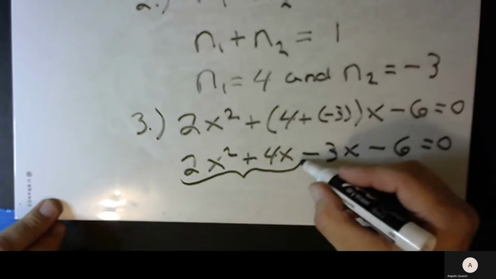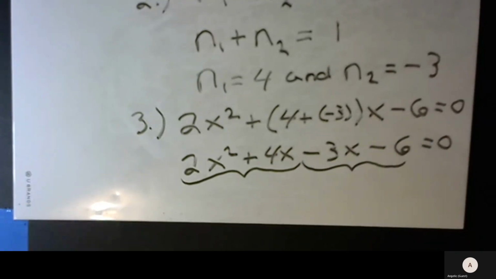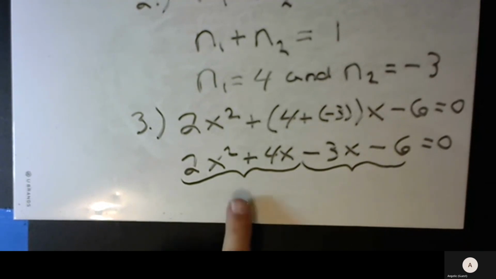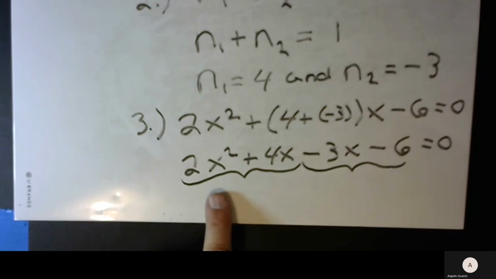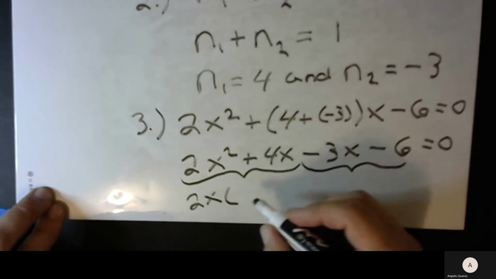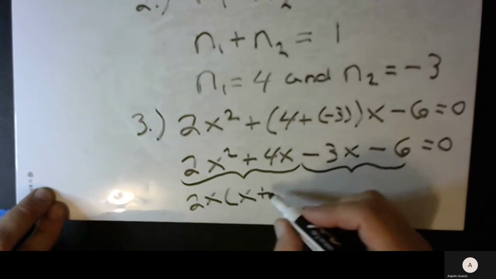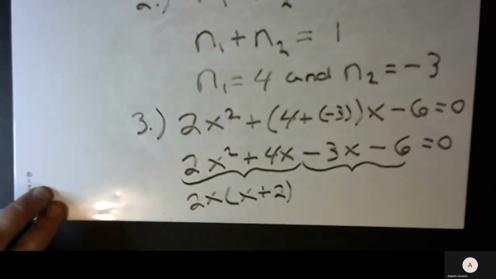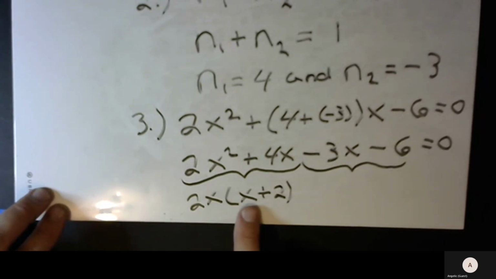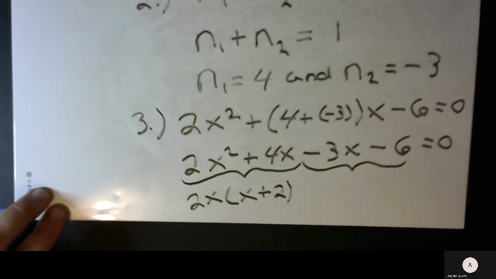Let's group these two terms. We'll group these two terms. What can we factor out of these two terms? Well, this first group, we can factor a 2 and an x. So this will become 2x times x plus 2. And again, you can check: if we distribute 2x to x, we'll get 2x squared. 2x to 2, you'll get 4x.